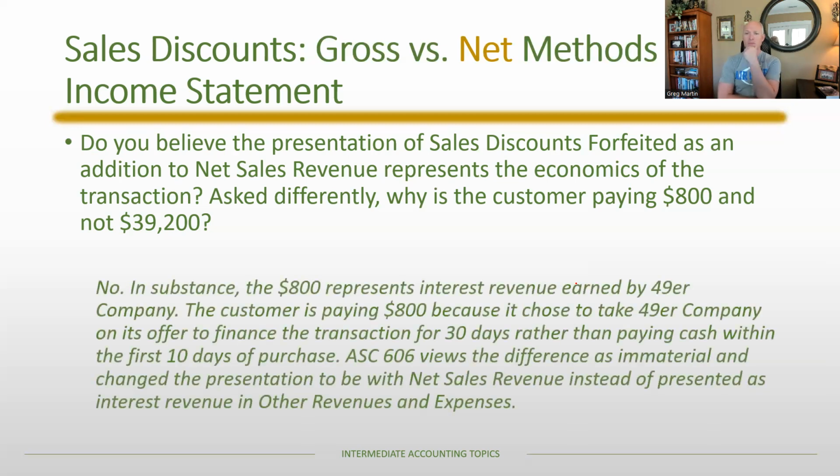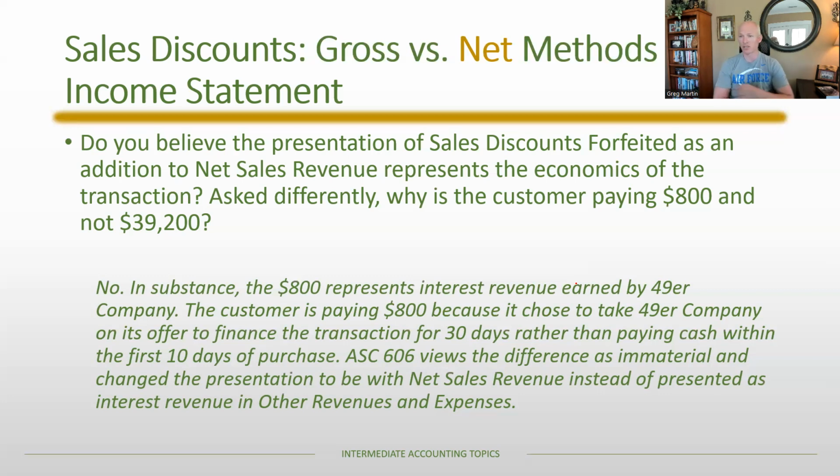But really, it's not. If you think about it in substance, that $800 forfeited discount is a form of interest, right? Because anytime that you delay payment, you get charged interest. And essentially that's what it is. And so essentially what ForDiner did is they financed the sale for $800. Instead of getting paid within 10 days, since we allowed them to pay within 30, we charged them $800 to do that. And so I think theoretically, it's more like interest revenue rather than an additional form of sales revenue.